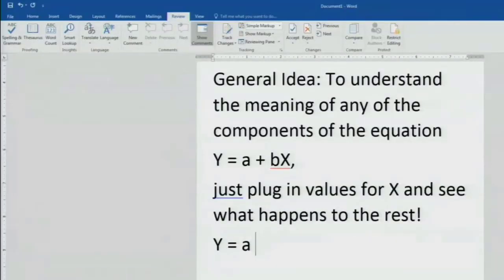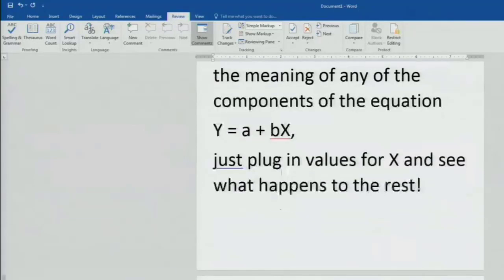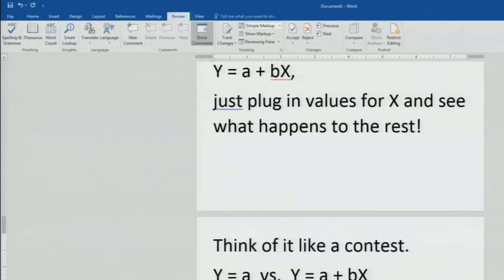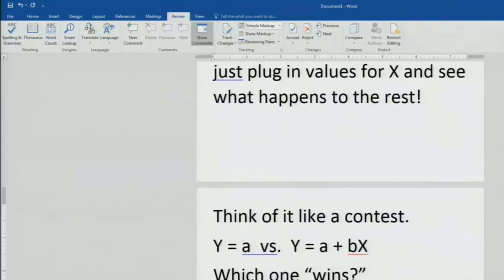Okay, this is the comparison of y equals a with y equals a plus bx. In fact, you can think of it like a contest, okay? Which one wins? And by wins, I mean which one better explains, or a better word, better predicts y, and by how much.